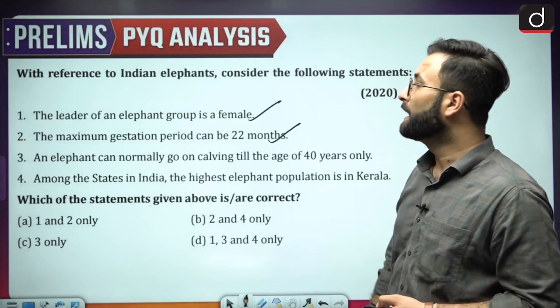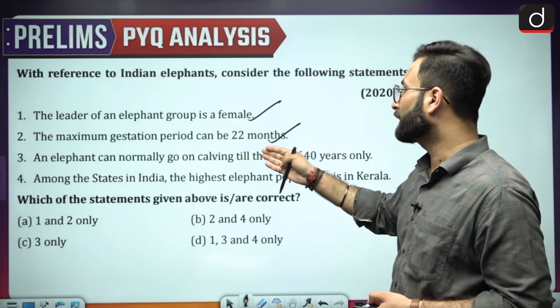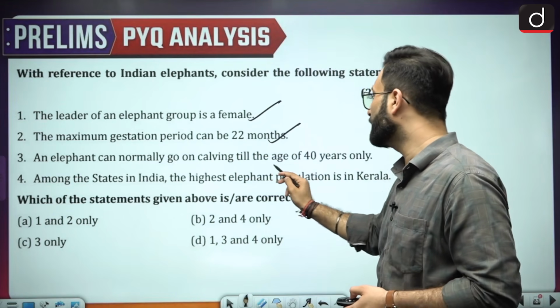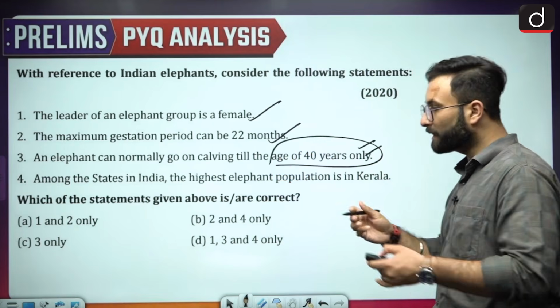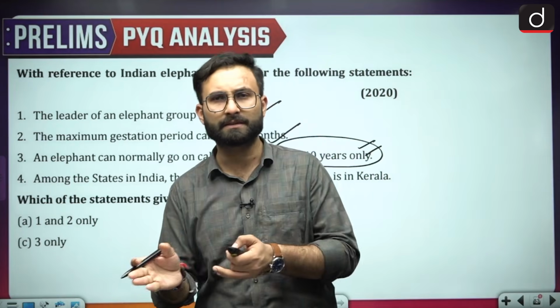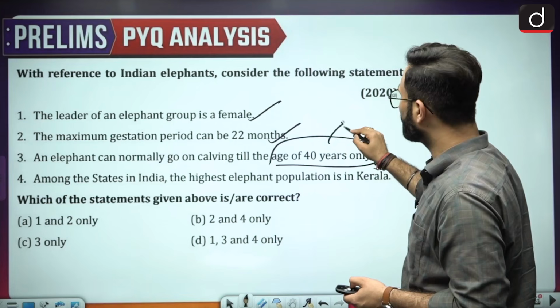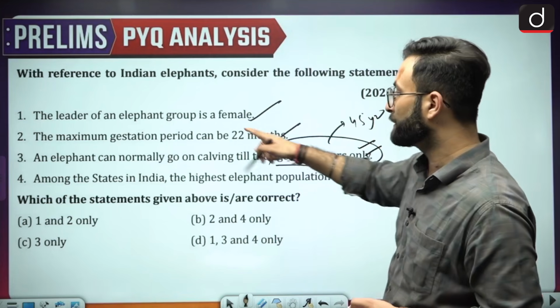That is also true. An elephant can normally go on calving till the age of 40 years only. Now again they are saying that 40 years only. Now there is a range, okay, 40 to 45 years which is there. So you can say that it can go up to 45 years. Considering that, statement 3 is wrong.